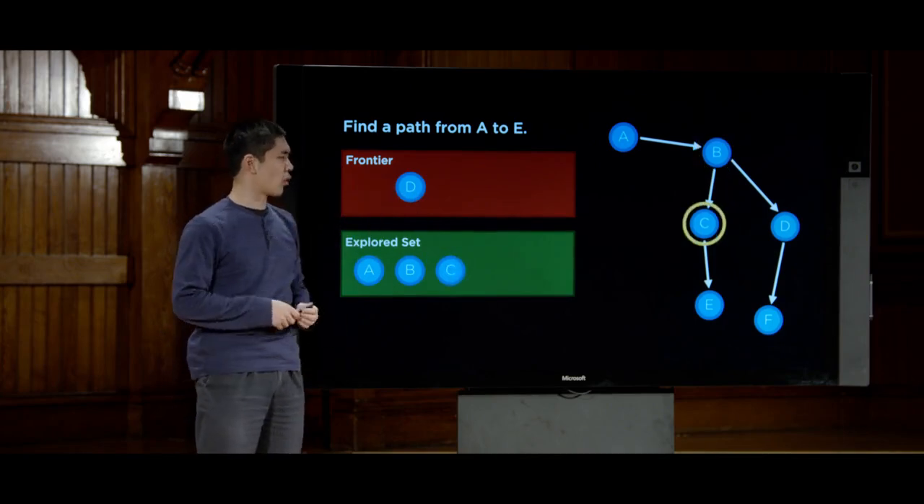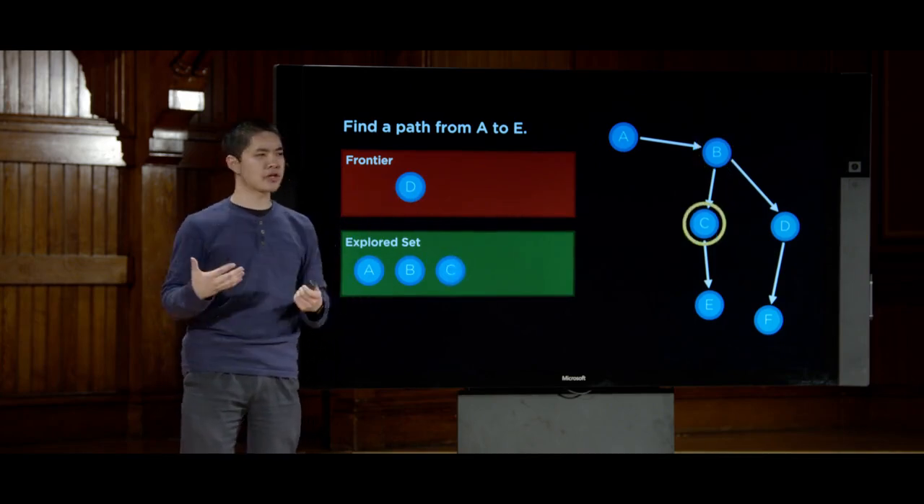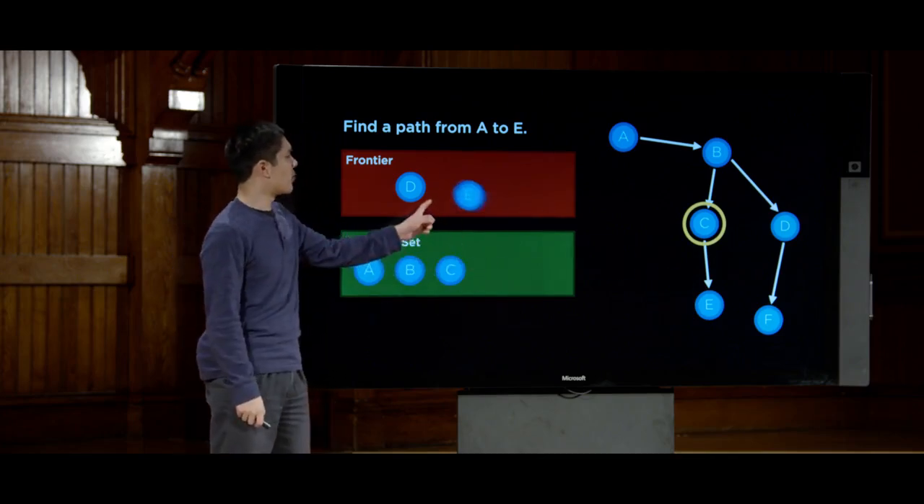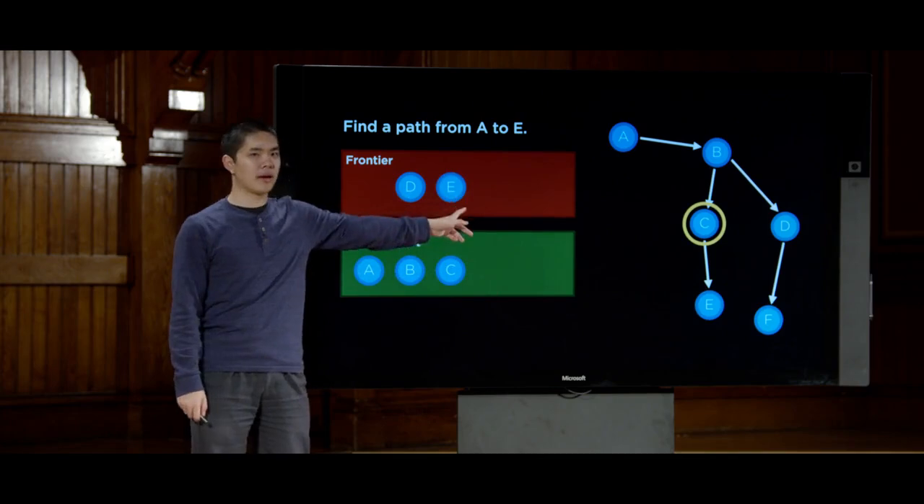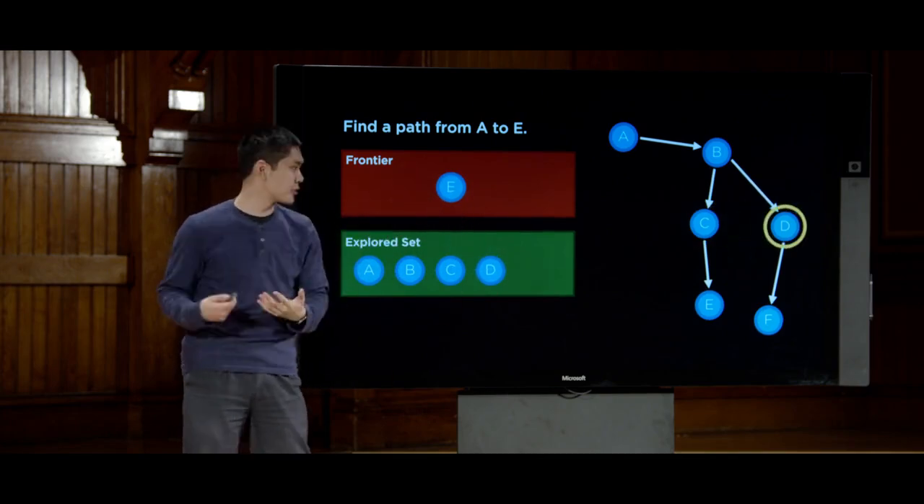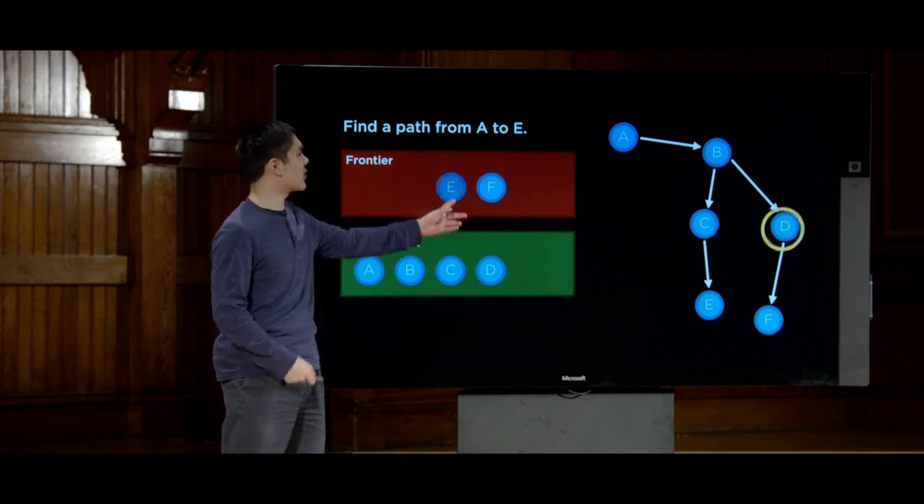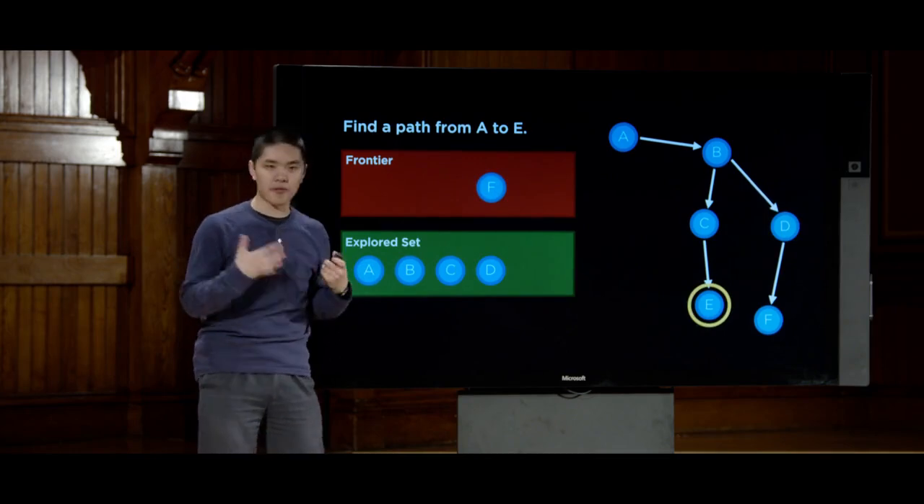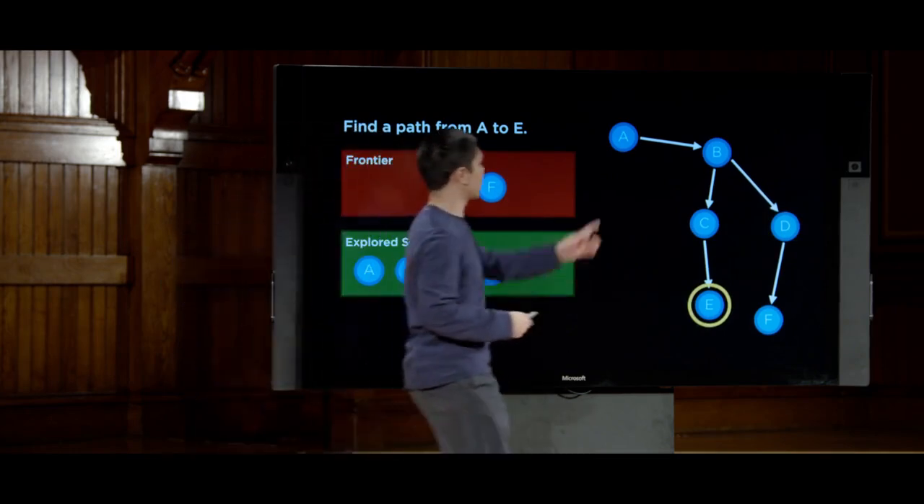So C gets explored. And from C, where can we get to? Well, we can get to E. So E gets added to the frontier. But because D was explored before E, we'll look at D next. So we'll explore D and say, where can we get to from D? We can get to F. And only then will we say, all right, now we can get to E. And so what breadth first search, or BFS, did is we started here.